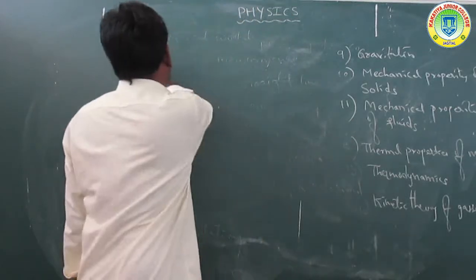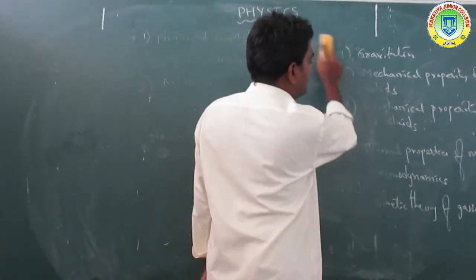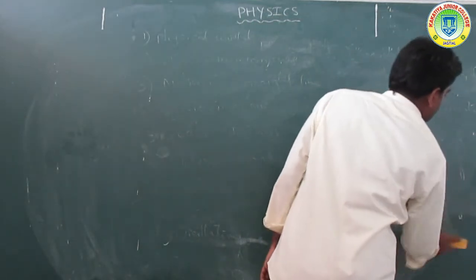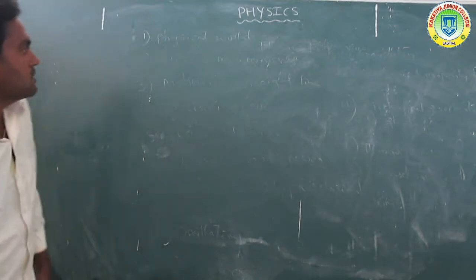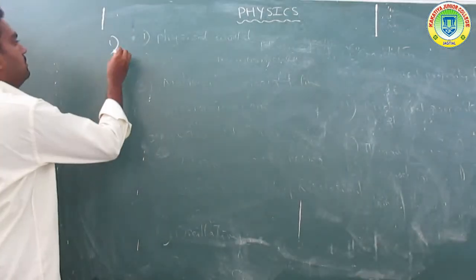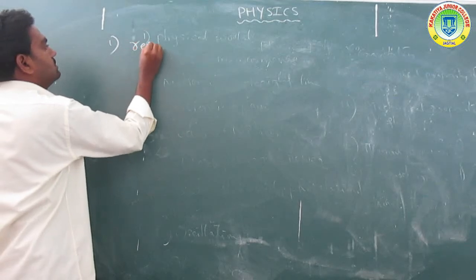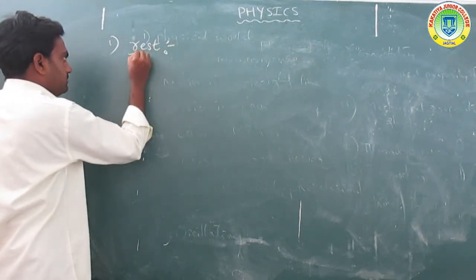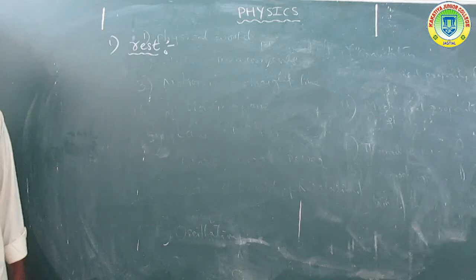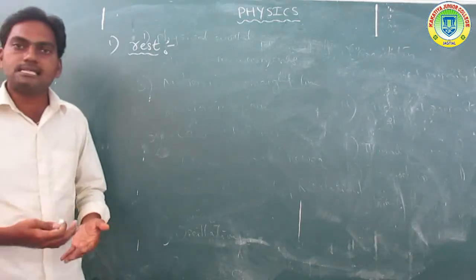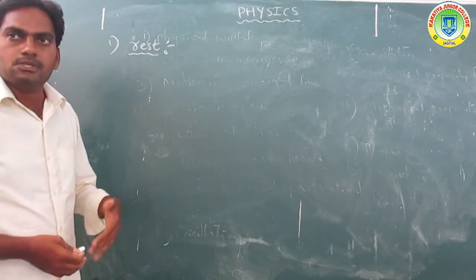So what is the physics, and what are its properties? Total study. First of all, it is a general word or statement. What is rest? So in physics, the first fundamental study is: what is rest?